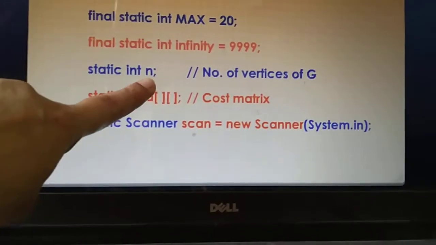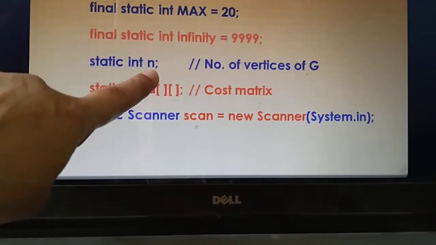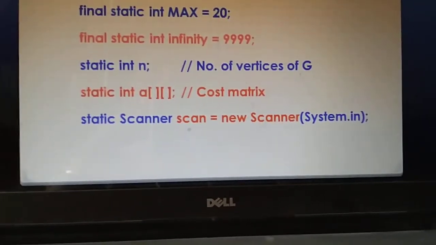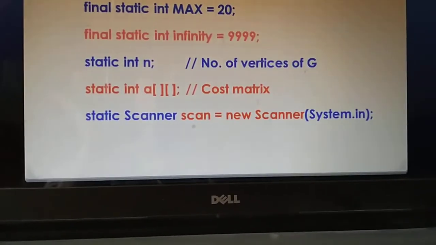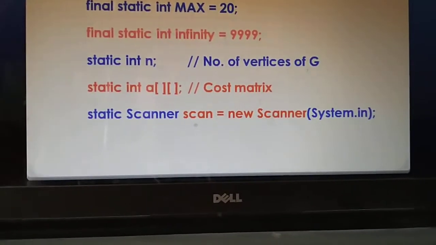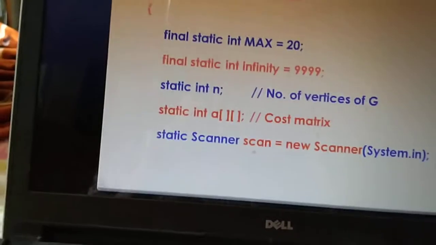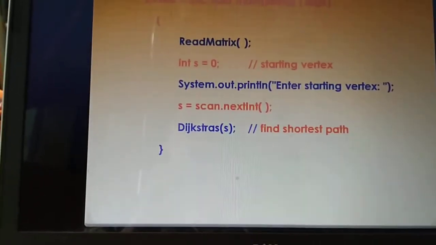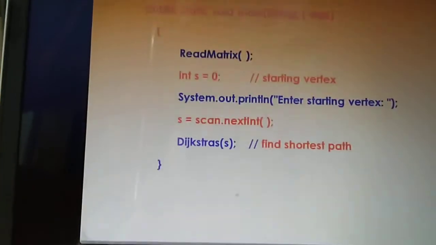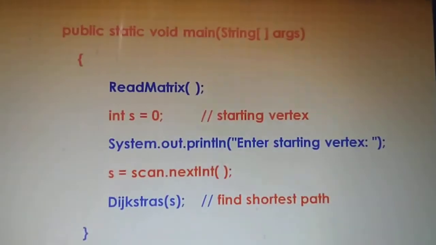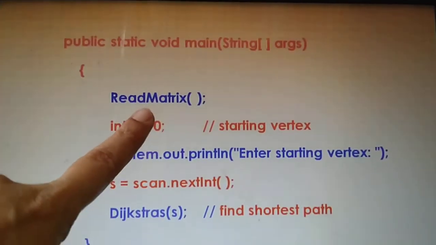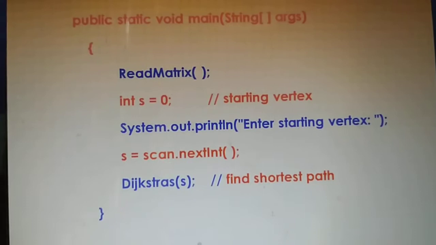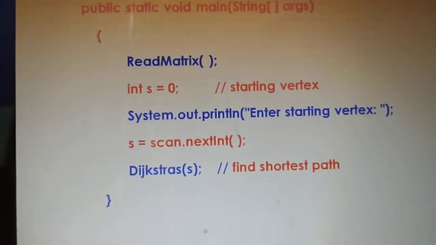Then n represents the number of vertices in the given graph, and A is nothing but your cost adjacency matrix, where you will be representing the cost from 1 to 1, 1 to 2, 1 to 3, like that. Okay, so those are the declarations. Then you have your main program. In the main program, initially we are calling the function read matrix. In the read matrix, you are not doing anything, you are just reading the matrix.